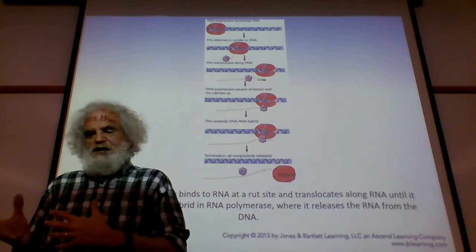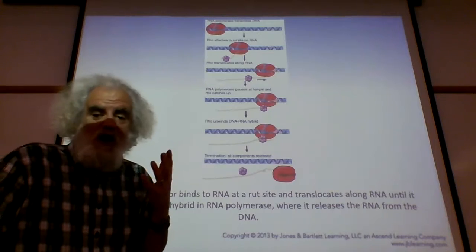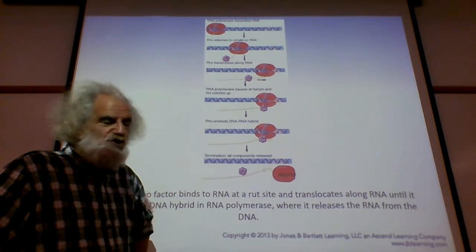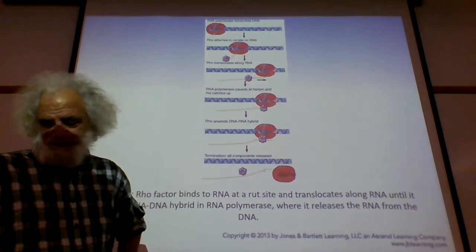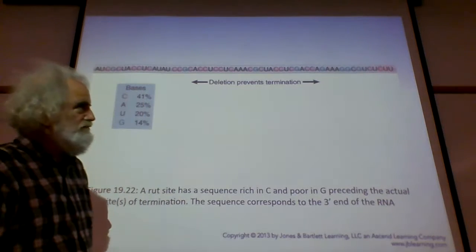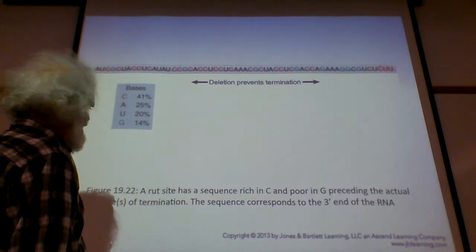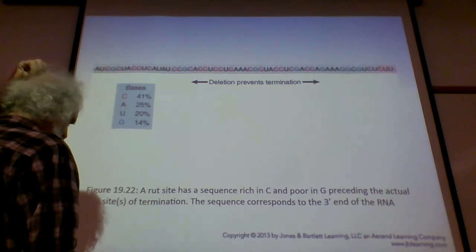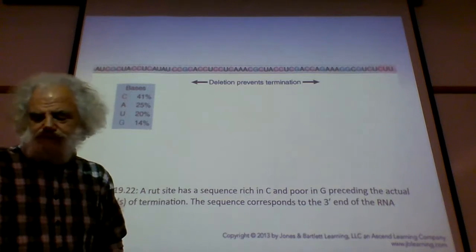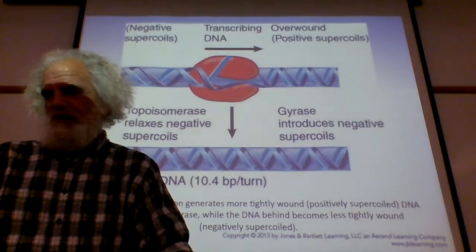And so this is a different kind of termination sequence. And the way you know it is, you look for the RUT site. If you've got a RUT site, then that means this RNA is being terminated by rho-dependent termination. So here's a RUT site, just for your own information. It's got a fairly high C content, poor in G, and this is at the 3' end of the RNA. So rho is actually able to interact here.